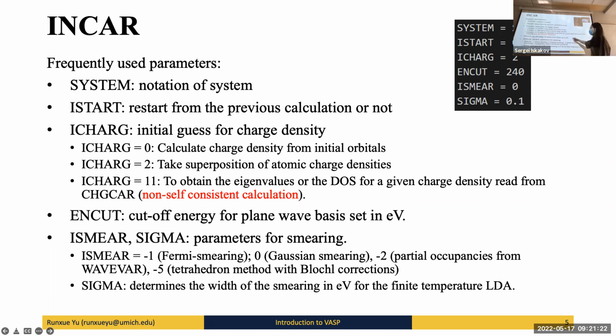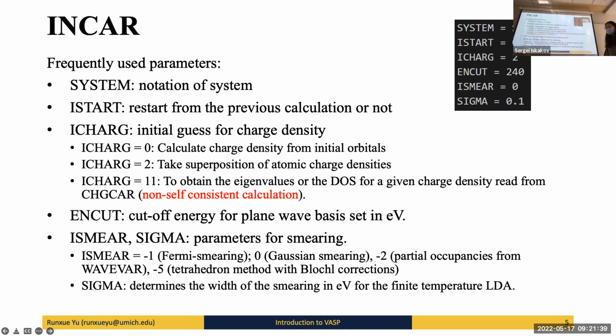So usually this number will be given in the pseudopotential file. So VASP can directly read the energy cutoff from the pseudopotential file, but it is better you set it yourself manually so that you can control all of this.